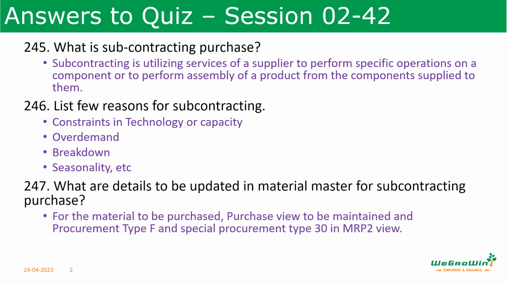What are the details to be updated in material master for subcontracting purchase? For the material to be purchased, the purchasing view has to be maintained, and procurement type F and the special procurement type 30 in the MRP2 view have to be maintained.